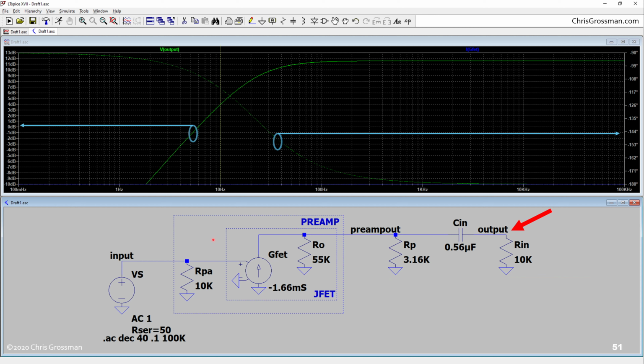So if we look now at the response of this at the output, we measured from 10 hertz up to 100 kilohertz. I don't have the low frequency roll off, or the brick wall filter, the high frequency fall off, because I'm not modeling it, but we're getting the low frequency roll off pretty close to what we measured.